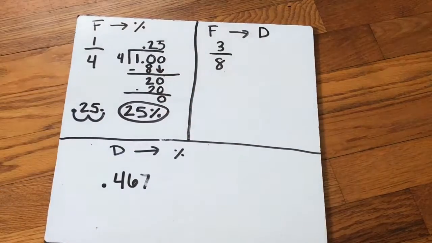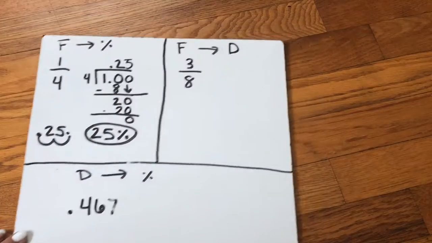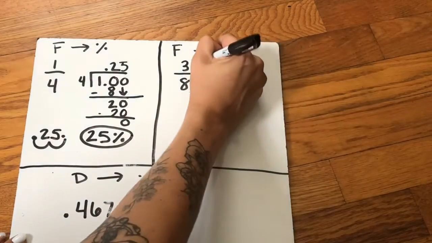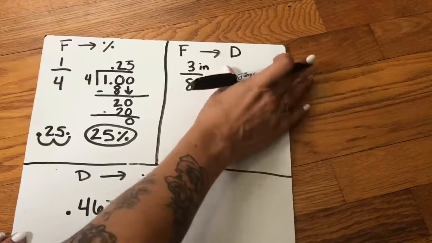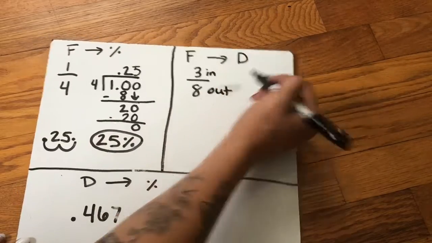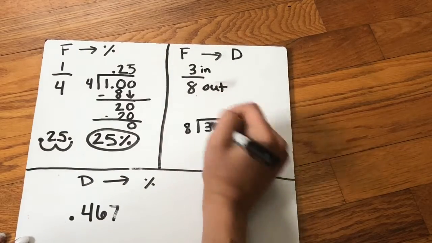Now let's do fraction to a decimal. We just did it right here. We moved our fraction to a decimal, so it's gonna be those same steps. The top is gonna be in, the bottom's gonna be out. All right, so we're gonna do our division problem. Top goes in, bottom goes out.